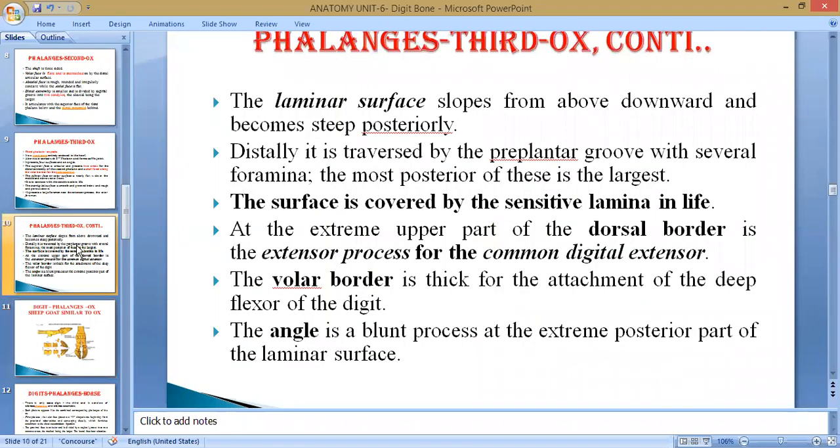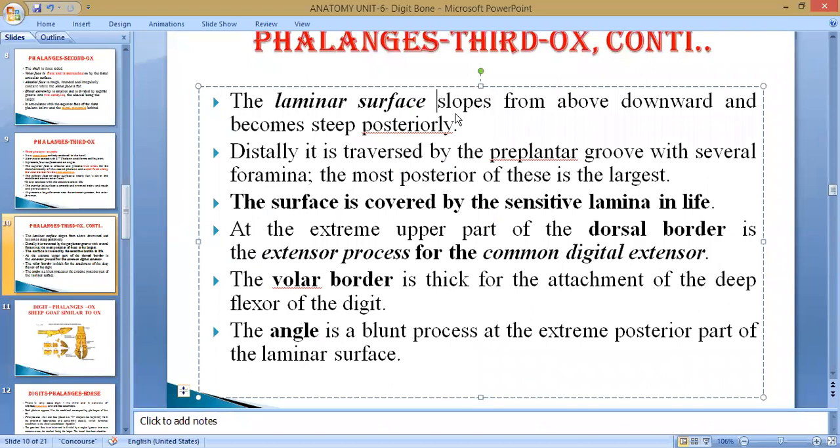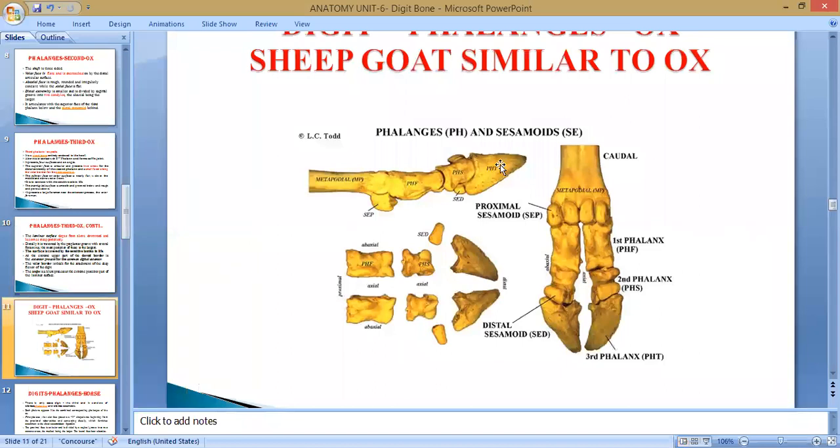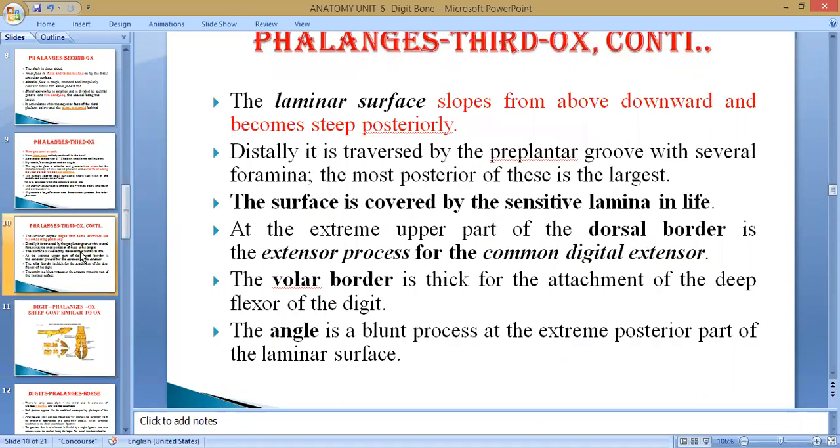The lamellar surface slopes from the proximal to the distal part and also posteriorly. And distally, it is traversed by a preplantar groove with several foramina, and the most posterior of these is the largest. The surface is covered by sensitive lamina in life. Here also, sensitive lamina are present in the form of porous lamina. All the structure except this part has a porous structure, minute holes, which are for minute blood vessels and nerves, in the form of sensitive lamina.